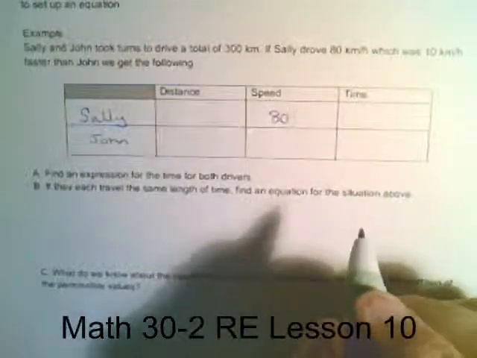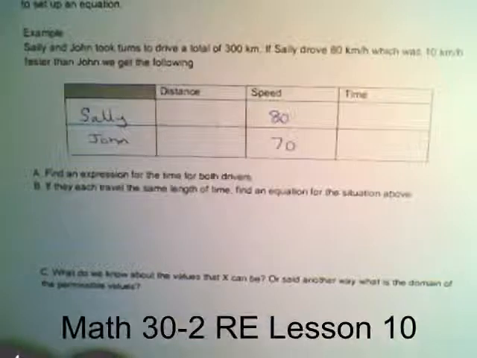Sally drove 80 kilometers per hour. So I know Sally's speed, 80 kilometers per hour. It was 10 faster than John. So if 80 is 10 faster than John, how fast did John go? Okay, it doesn't say, but you know. If 80 is 10 faster than John, John must have gone 70.